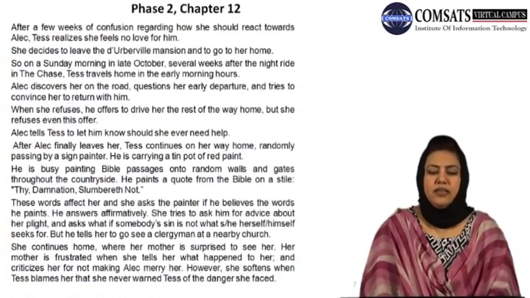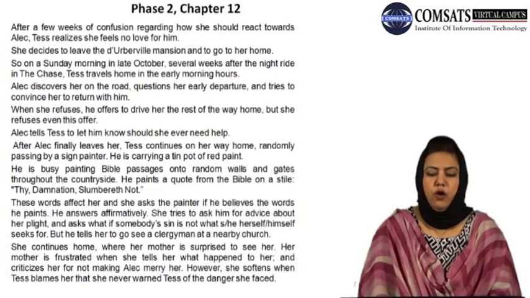Alec tells Tess to let him know should she ever need help. After Alec finally leaves her, Tess continues on her way home, randomly passing by a sign painter. He is carrying a tin pot of red paint that he is using to paint small walls or gates that would come on the way.